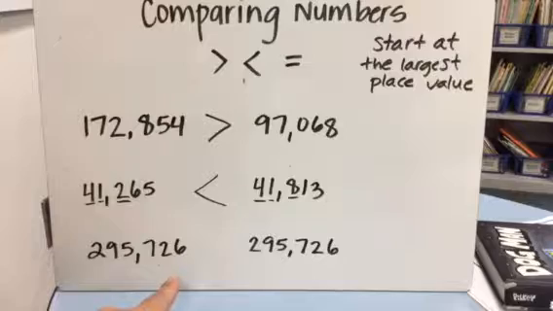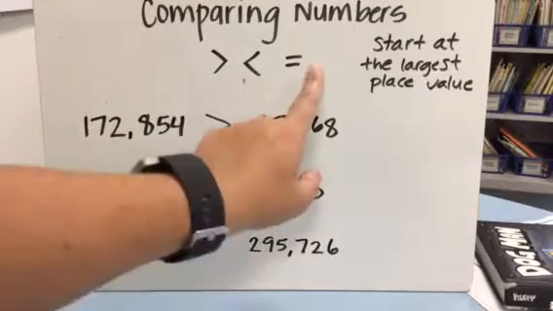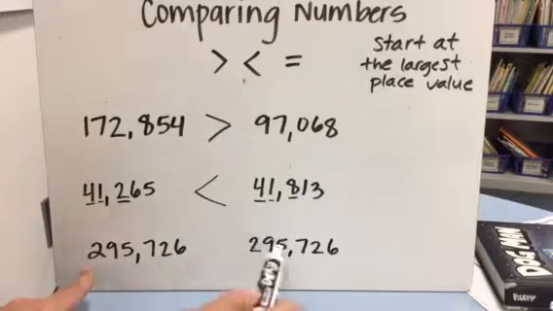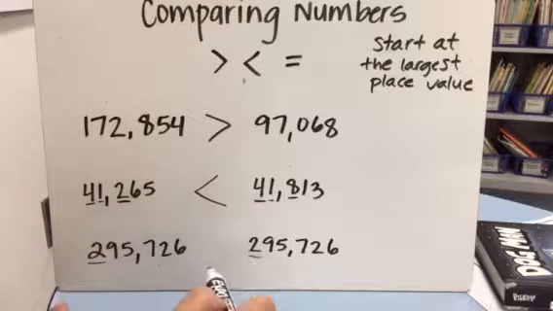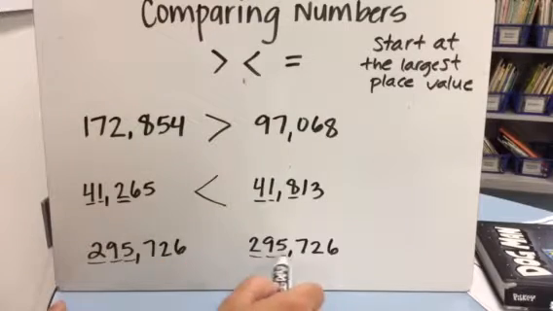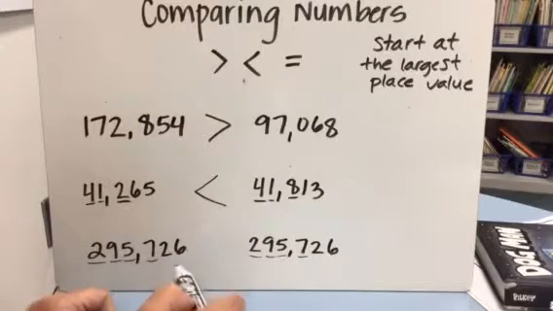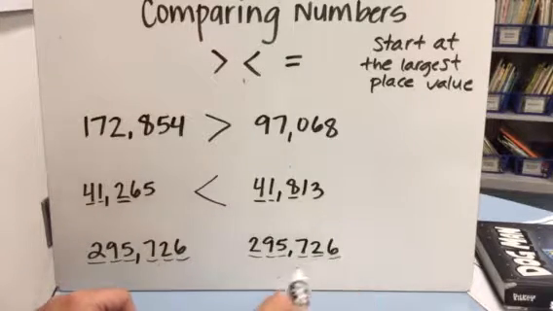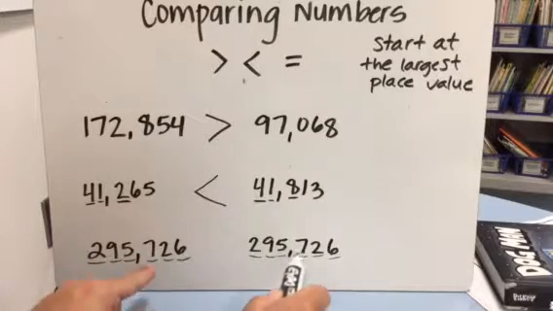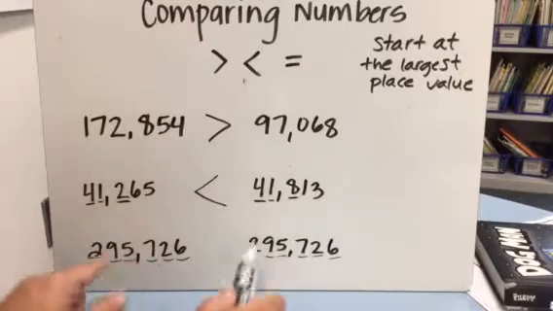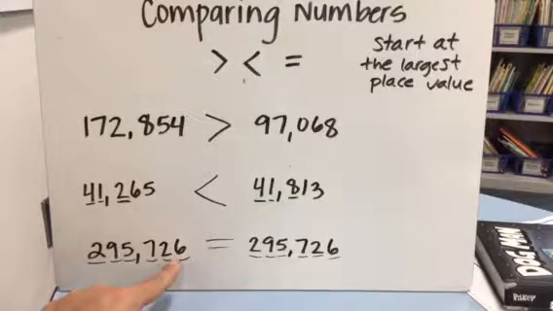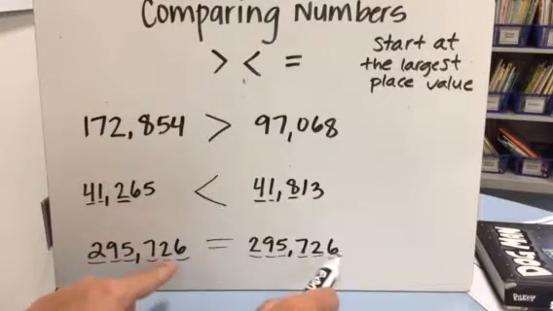My last example here, and this is the only time numbers would use the equal sign, is when every place value is exactly the same digit. So here in the 100,000s place, they both have a 2. In the 10,000s place, they both have a 9. In the thousands place, they both have a 5. In the hundreds place, they both have a 7. In the tens place, they both have a 2. And in the ones place, they both have a 6. Because every single digit is the same, and in the same place, they are equal. Now, if this was a 6 and then a 2, they would not be equal. Again, every digit is the same in the exact same place.